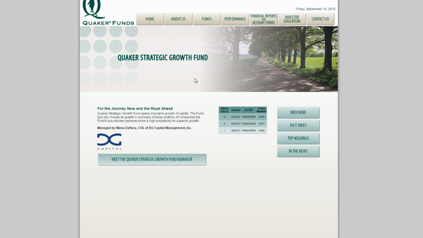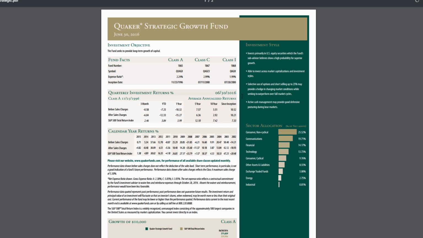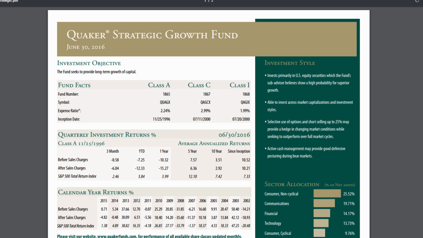A lot of times you might go to a brochure or a fact sheet. Brochures are all just sales, sales, sales. So I like to go quickly to a fact sheet. But even fact sheets can be a little misleading, so you just have to be aware of that as well. So here we are in the Quaker Strategic Growth Fund.